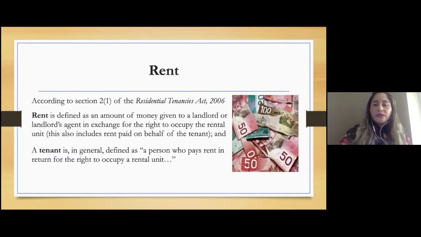According to the Residential Tenancies Act, rent is an amount of money given to a landlord or a landlord's agent in exchange for the right to occupy the rental unit. And it also defines a tenant as a person who pays rent for the right to occupy a rental unit.